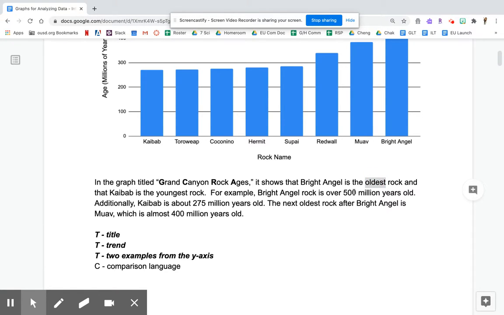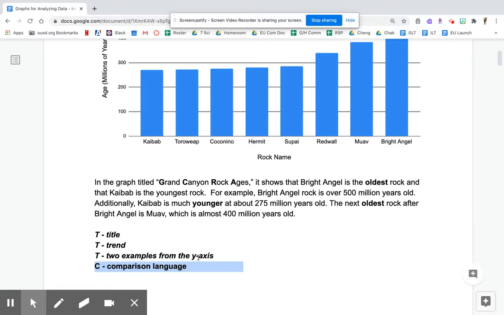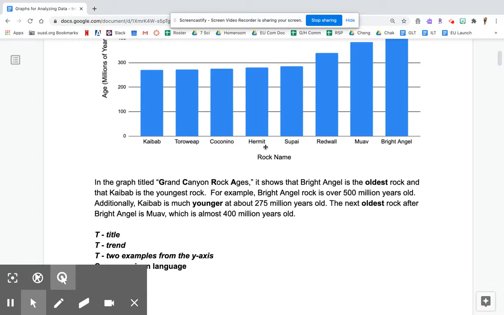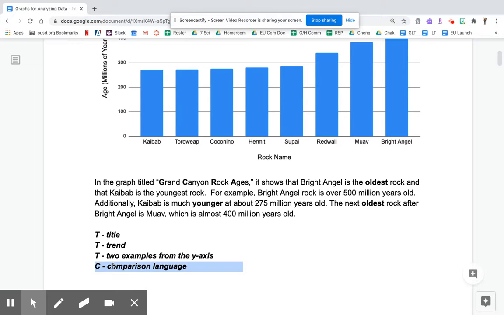It's over 500. Kaibab is about, I want to change this and add in is much younger so that I'm using some comparison language. I'm comparing and saying younger and older. Then I also said the next oldest rock. So these are all of my comparison words. Okay, on your quiz today, if you show that you can use TTTC, you will get full credit. Good job reviewing.